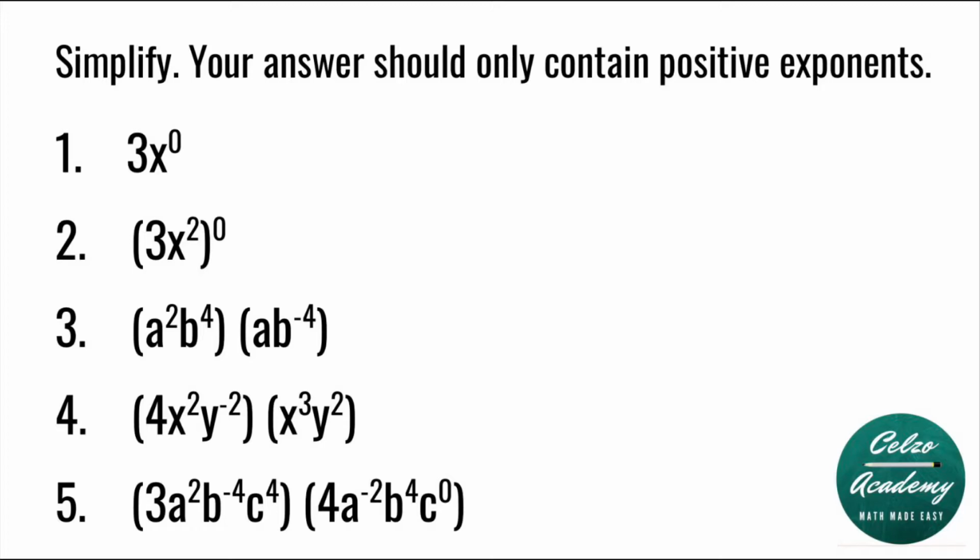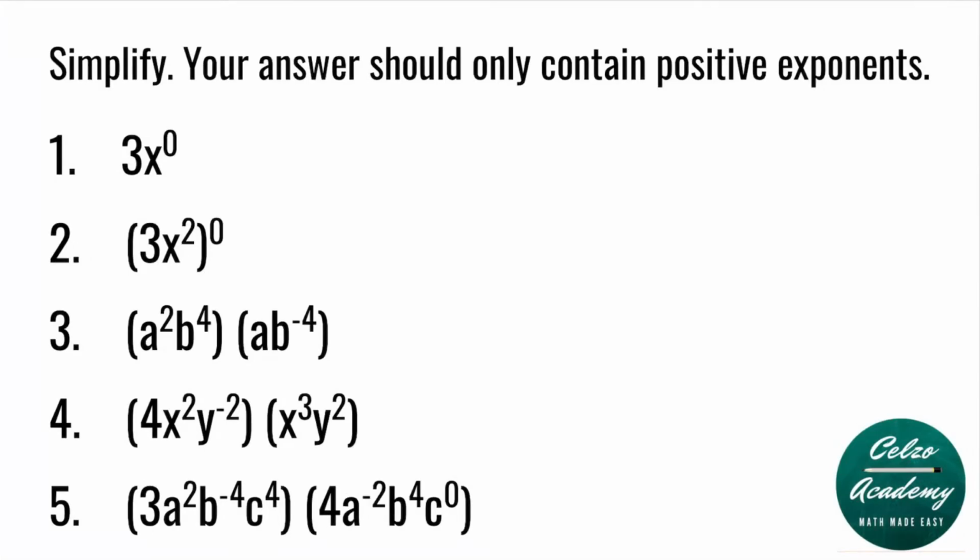Simplify. Your answer should only contain positive exponents. Question number 1. 3x to the 0 power. For this problem, 0 is the exponent of the base x alone, not the entire thing 3x. Using the zero exponent rule, the value of x to the 0 is equal to 1. So number 1 is the same thing as 3 times 1, and that gives us 3.